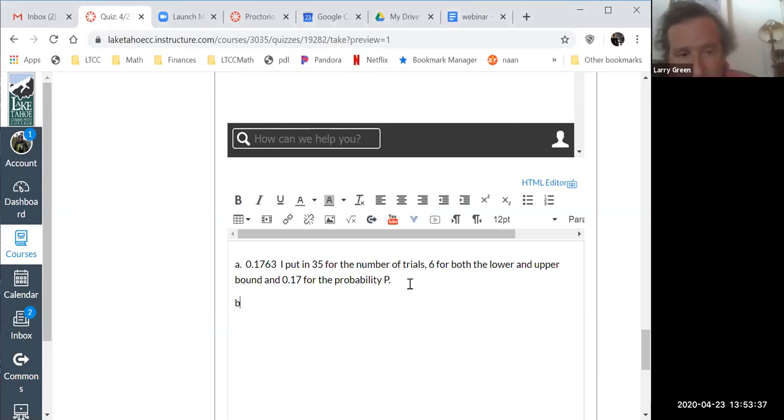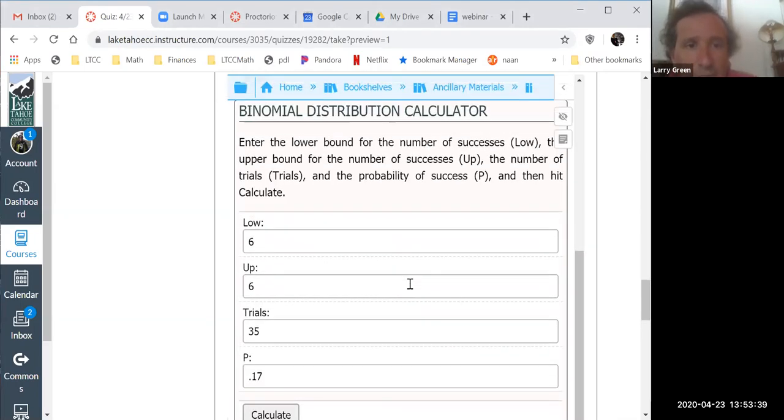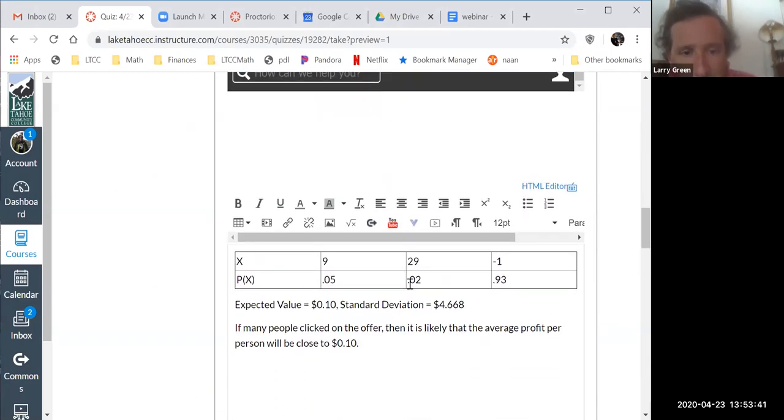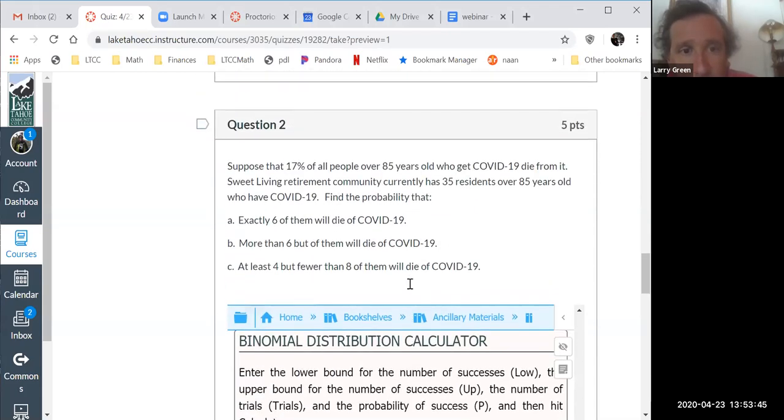Okay, and then part B. Let's read it. Part B was, where are we? It's over here. More than 6. Oh, sorry, that's a typo. More than 6 of them will die of the COVID-19. Okay, so more than 6.